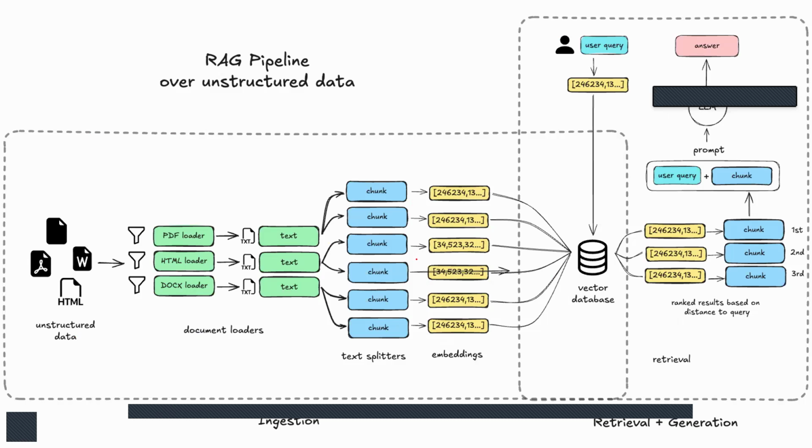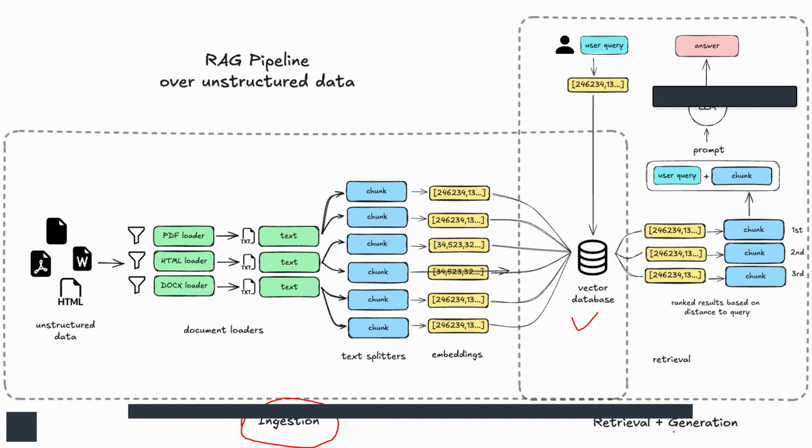Now, if we talk about the RAG pipeline, end to end, how does it look like? You can see this nice diagram. It basically has two parts. First of all is our ingestion. Whatever data we have, we have to load it into our vector database.